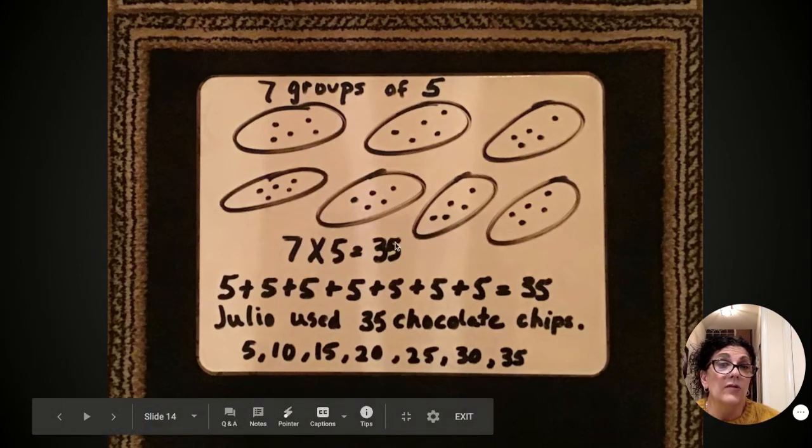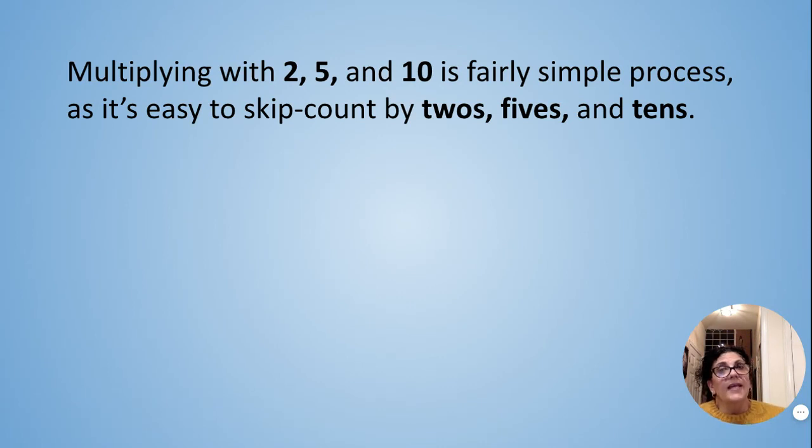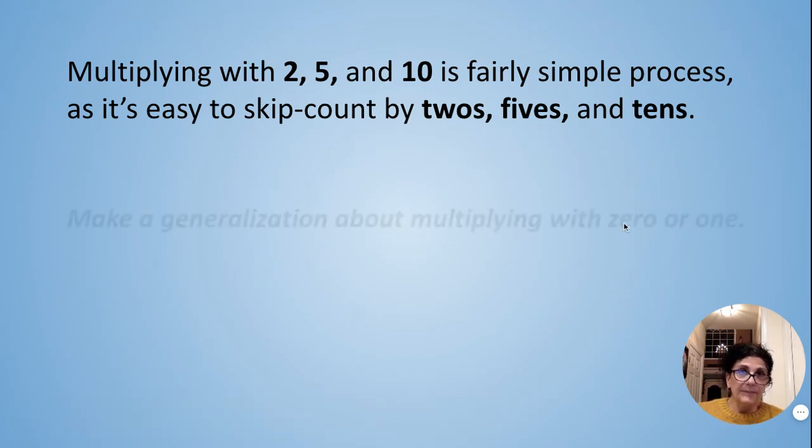Here is the whole equation, and I've already talked about that. And to prove my work, I simply skip counted. I skip counted by 5s. So overall, multiplying with 2, 5, and 10 is a fairly simple process, and I think it's pretty easy because you just skip count by 2s, 5s, and 10s. I think the more difficult part is keeping straight what each factor means and drawing arrays and models to represent that. And the more you do it, the better you'll be.